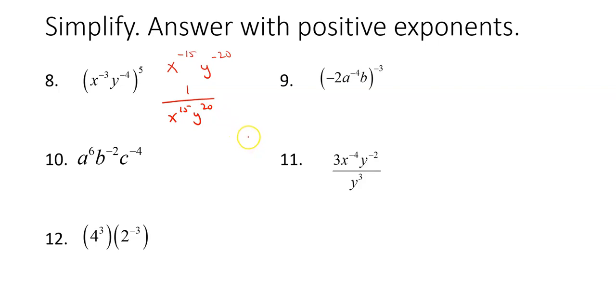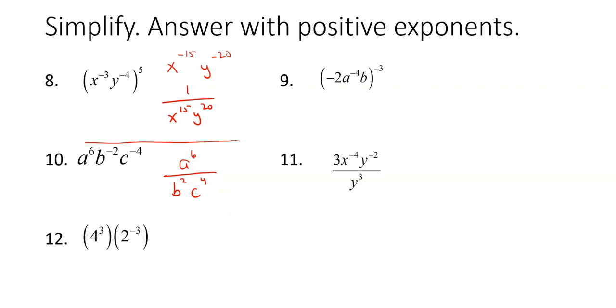All right, look at number 10. 1 positive and 2 negatives. So the positive goes up on the top, right? A to the 6th. B to the negative 2nd drops to the bottom as b squared. C to the negative 4th drops to the bottom as c to the 4th. Okay, there's nothing else to simplify there.